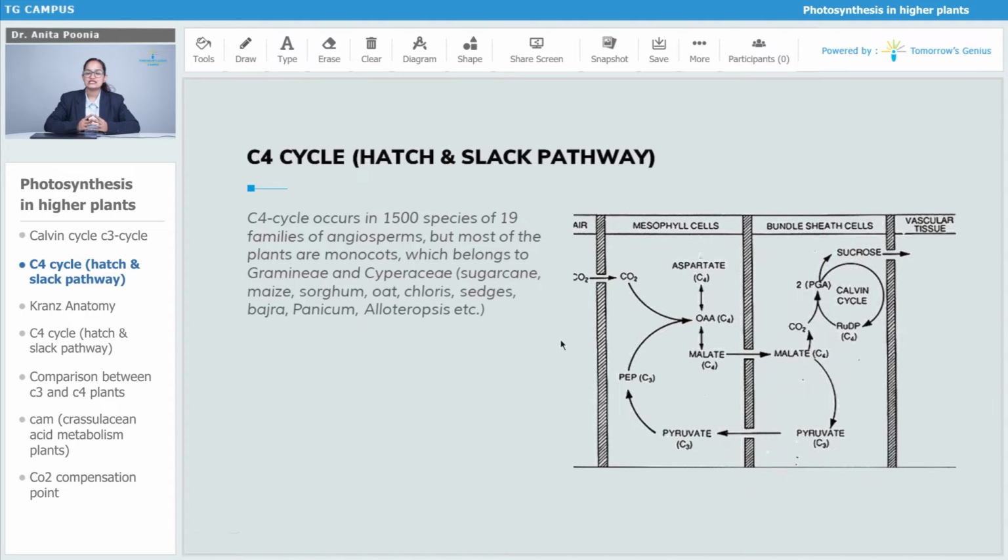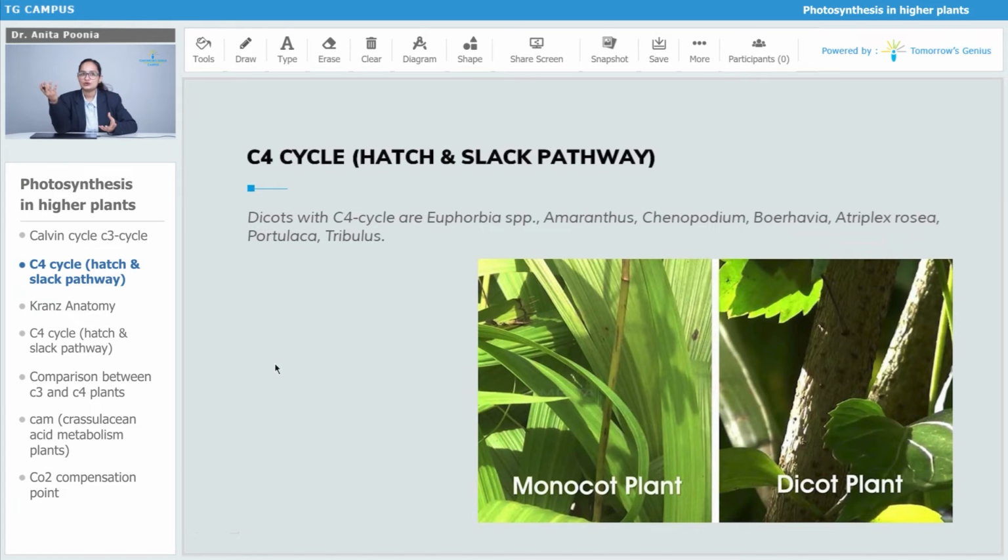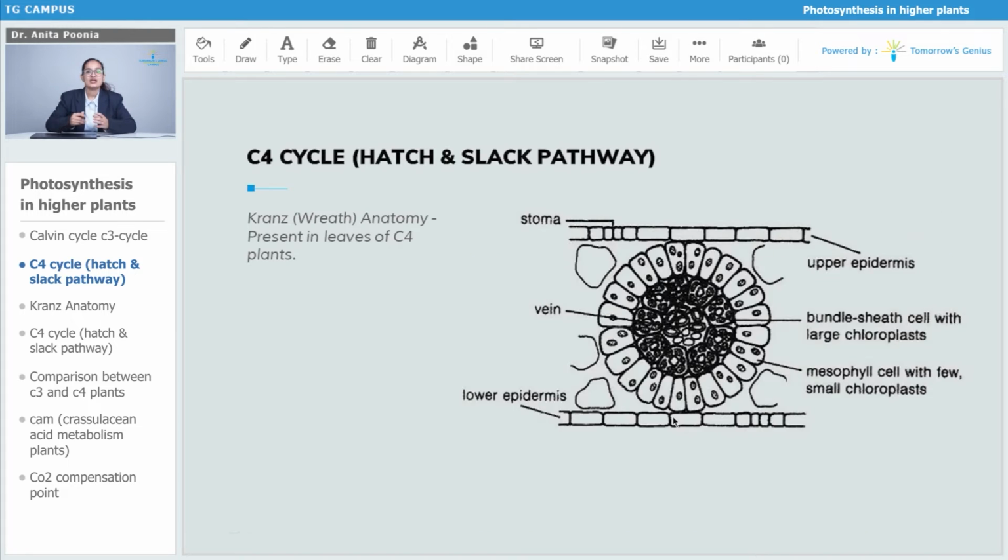The C4 cycle occurs in 1500 species of 19 families of the angiosperms, but most of the plants are monocots, which belong to the family Gramineae, the grass family, Poaceae and Cyperaceae. That's sugarcane, maize, sorghum, oats, chloris, then sedges, bajra, panicum, all of that, right? Now, talking about the dicots with C4 cycle, that's Euphorbia species, Amaranthus, Chenopodium, Atriplex, Portulaca, Tribulus, all of that. Kranz anatomy is present in the leaves of the C4 plants.